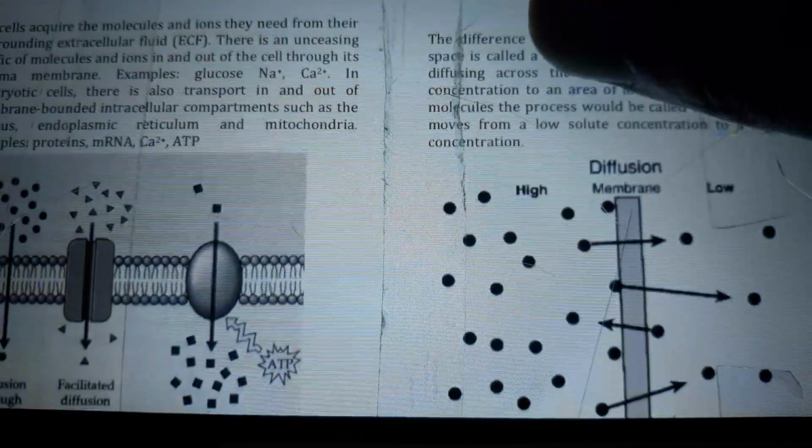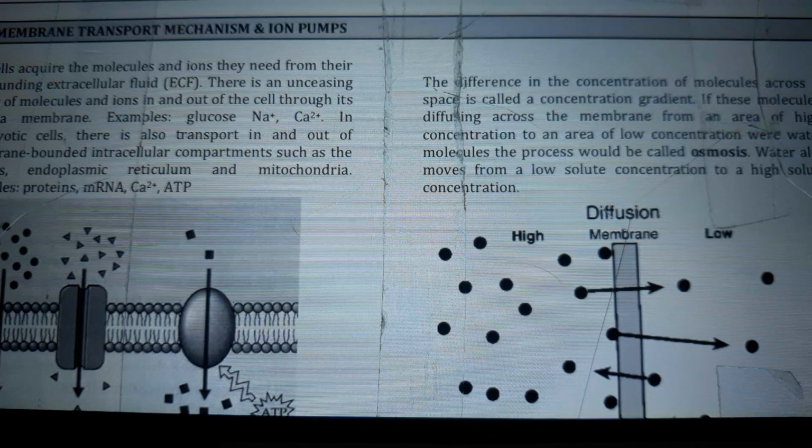Membrane transport mechanisms and ion pumps. All cells acquire the molecules and ions they need from the surrounding extracellular fluid, ECF. There is an unceasing traffic of molecules and ions in and out of the cell through its plasma membranes.